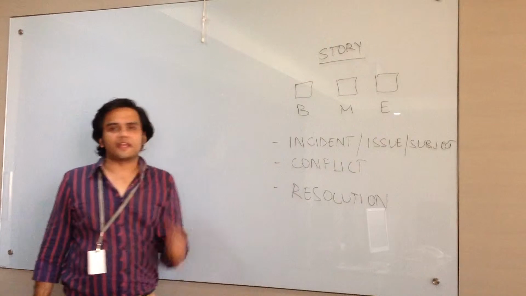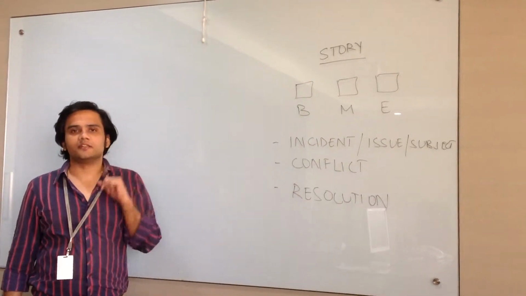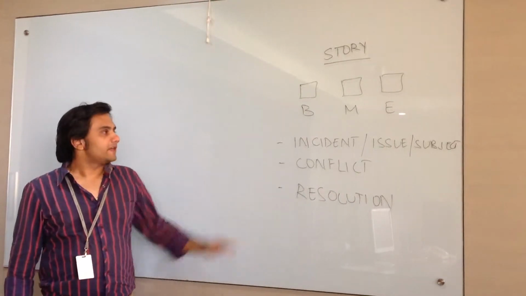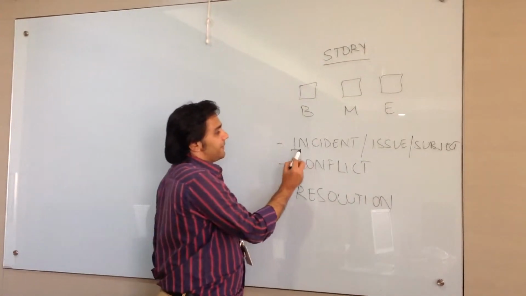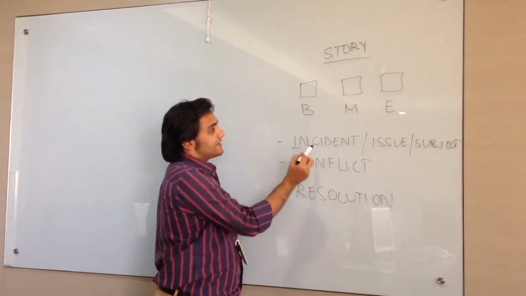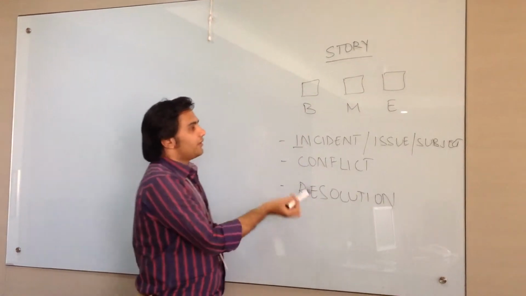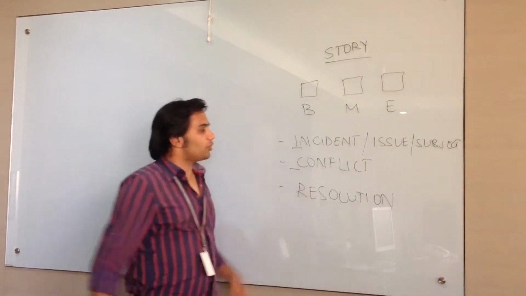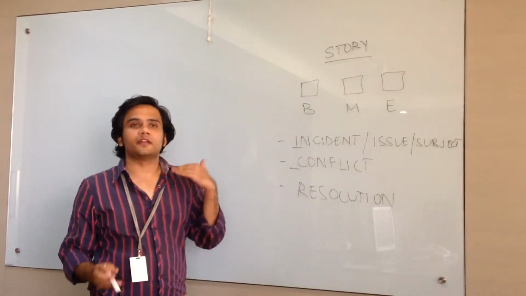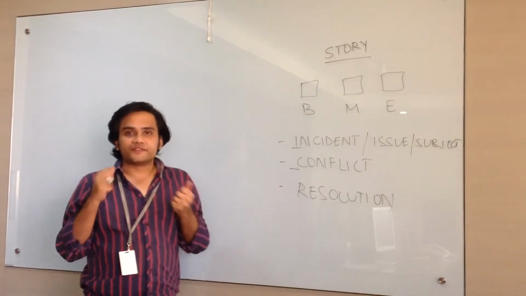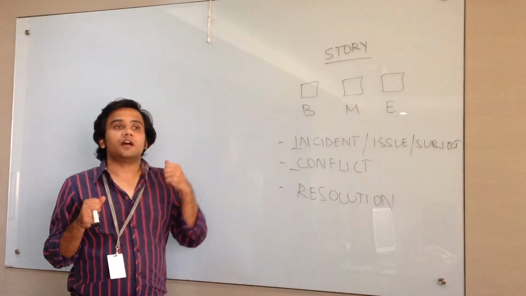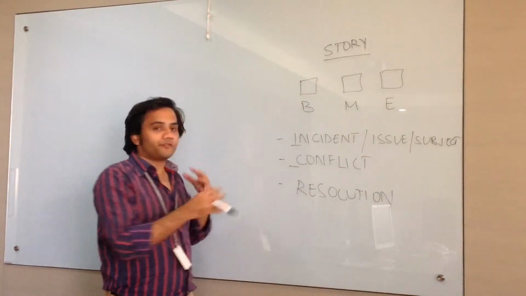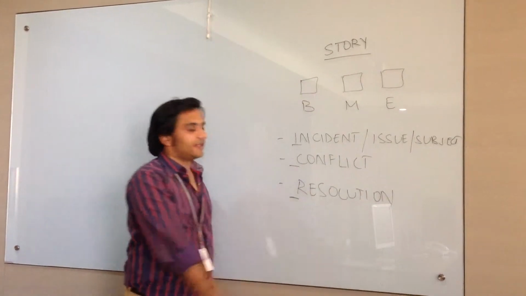This is also known as the three-act structure in theatre and in other parlance. So it begins with the incident, usually the beginning, where you introduce the issue or the subject. It then goes on to conflict, where there are different kinds of opposition and different kinds of other characters who enter the story, and there's a conflict, and finally there is a resolution.